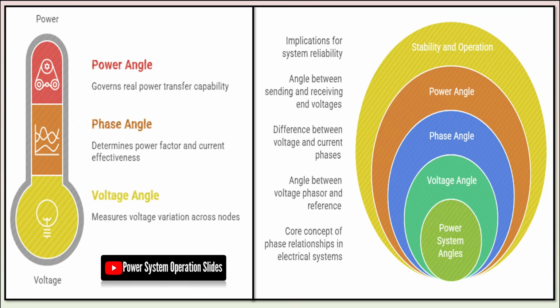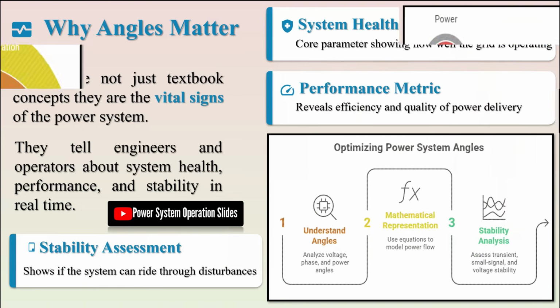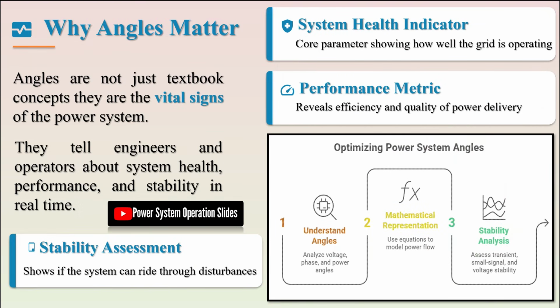Phase angle, the local power relationship. The phase angle, typically denoted by the Greek letter theta, represents the angular separation between the voltage and current waveforms at a specific point in the power system, a single node or measurement location. This angular difference is measured from the zero crossing point on the horizontal axis of the waveforms and indicates whether the current is leading or lagging behind the voltage.